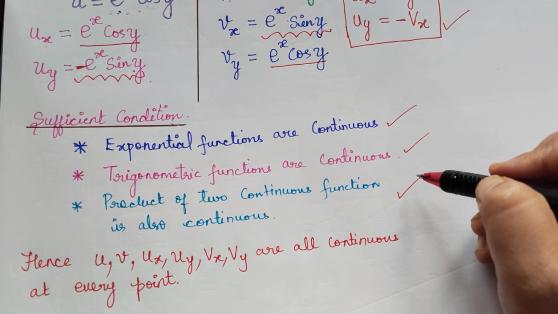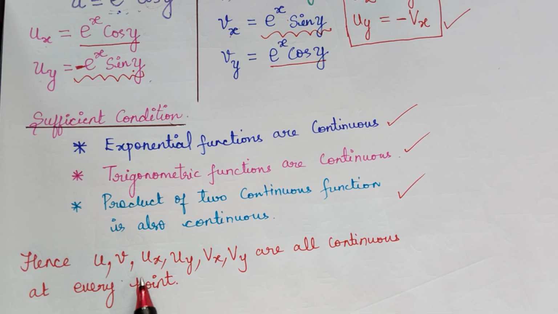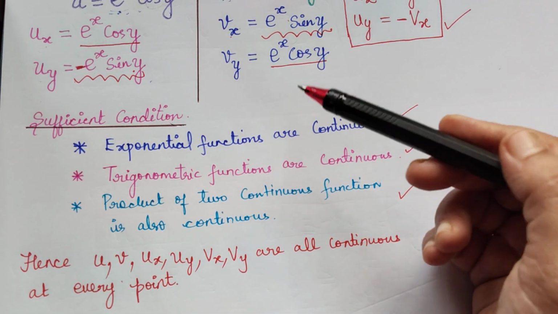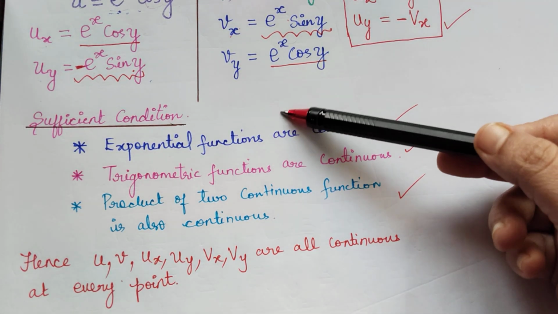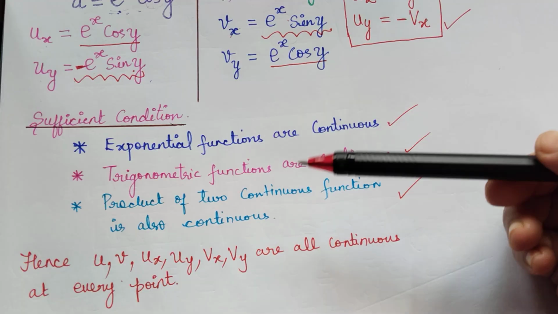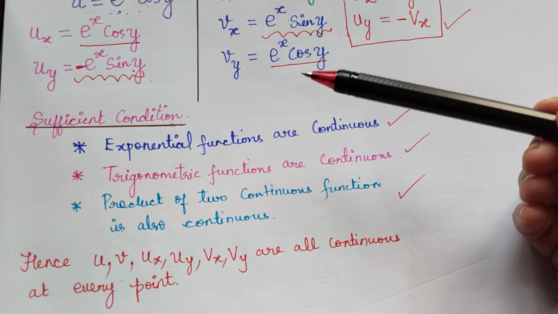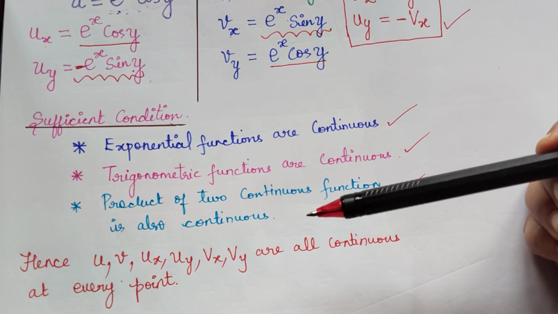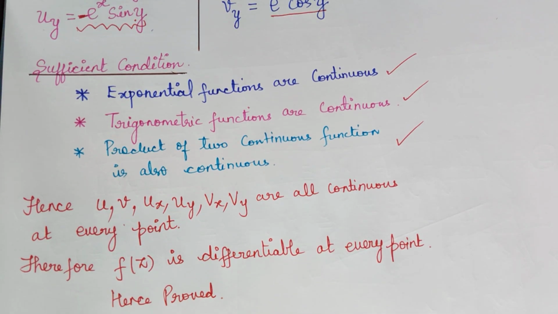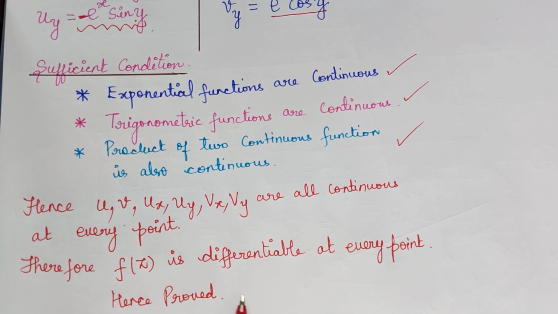Using this, we say that the functions u, v and the first order partial derivatives ux, uy, vx, vy are all continuous at every point. Hence, the necessary condition and the sufficient condition is satisfied, and therefore the given function f of z is differentiable at every point. So I have written that, therefore f of z is differentiable at every point. Hence, we have proved the given problem.